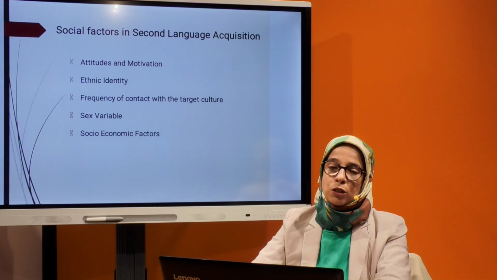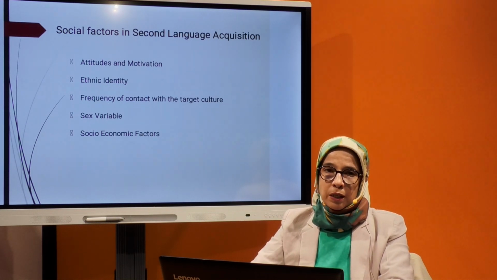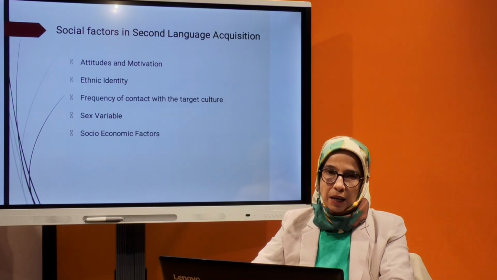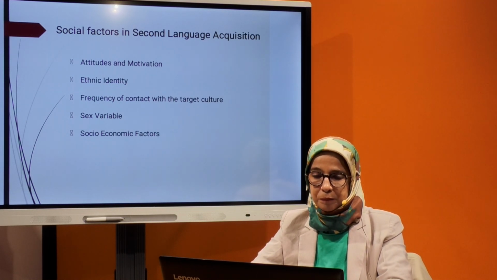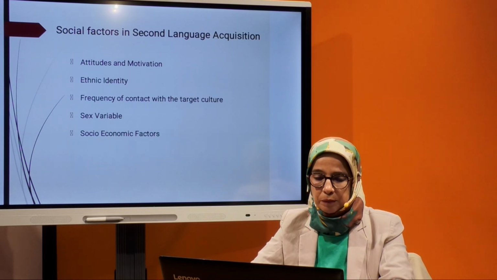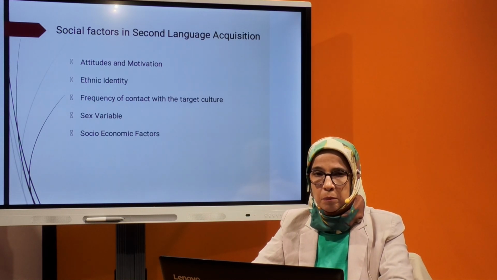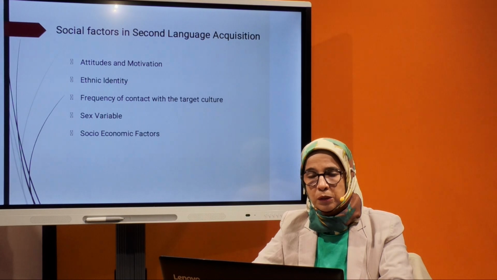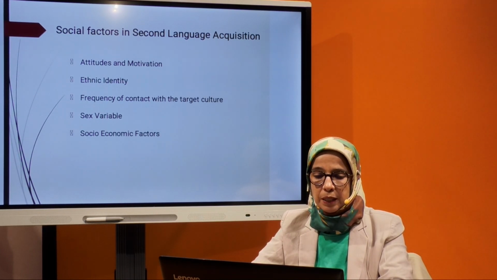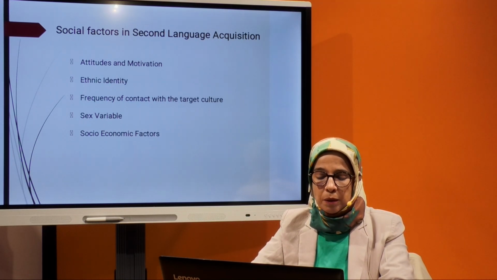Moving to the fourth stage of the acculturation model, the learner accepts the new culture and develops self-confidence in the new person that he has developed in this culture. So all these stages of the acculturation model might influence the learning or the acquisition of a second or a foreign language.